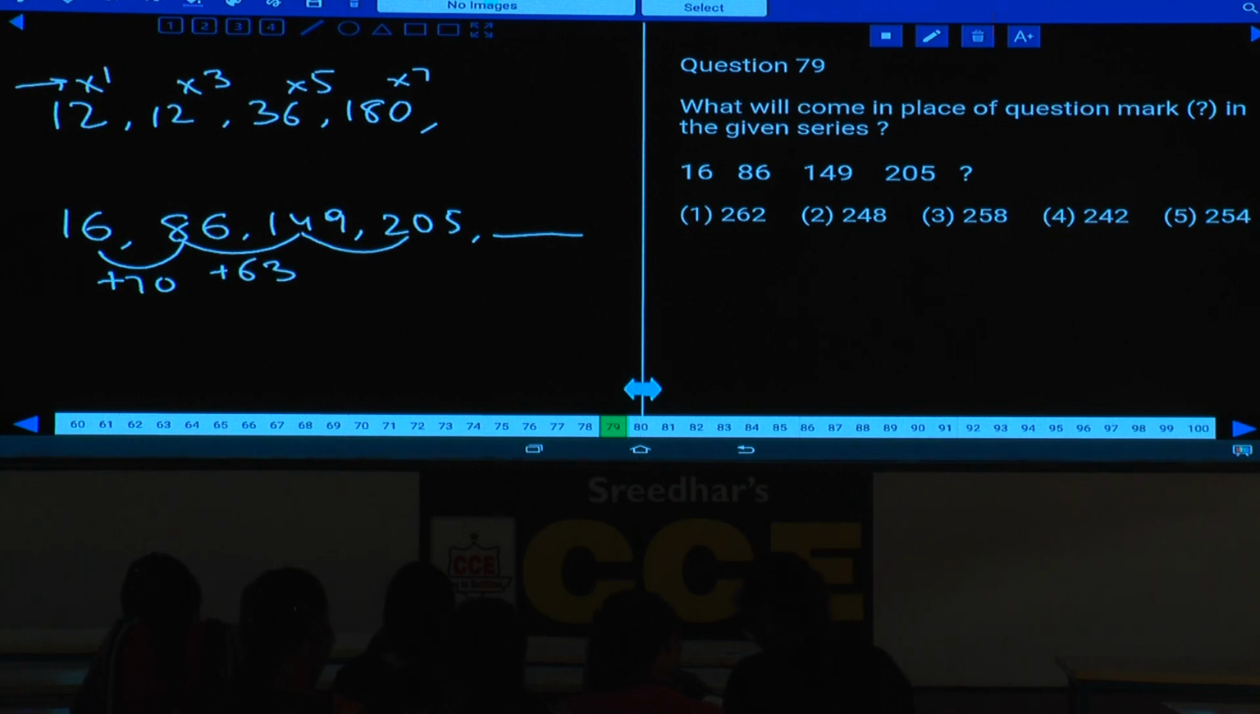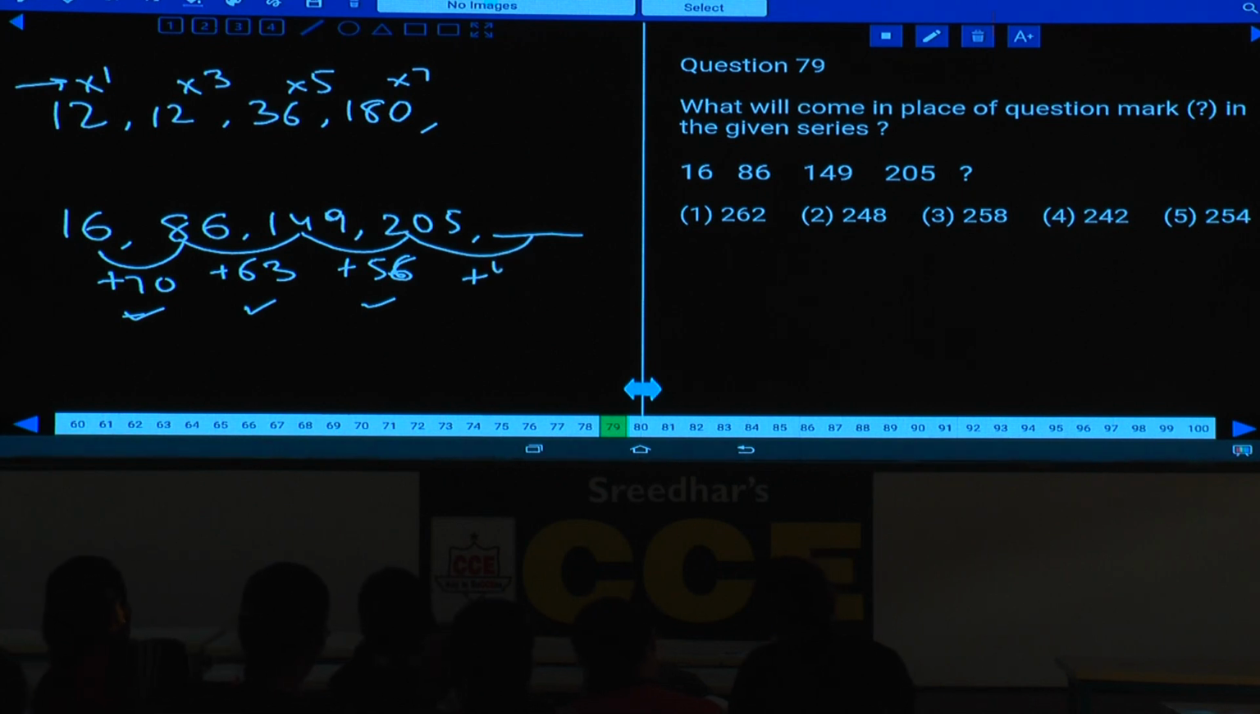Next one 149 and 205. And the difference between these two is 56. Now what are these numbers here? 70, 63, 56 can be written as 7 into 10, 7 into 9, 7 into 8. Next one must be 7 into 7 should be added. What is 7 into 7? 49. 205 plus 49, 254. Choice 5. Now here the difference between the numbers are multiples of 7 in the descending order. 7 10s, 7 9s, 7 8s, 7 7s.